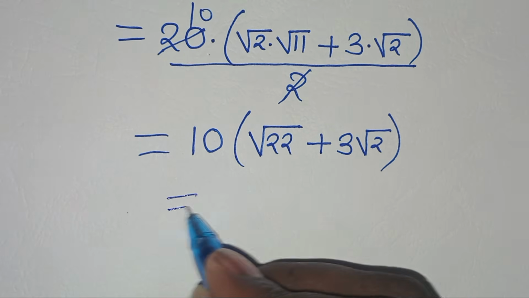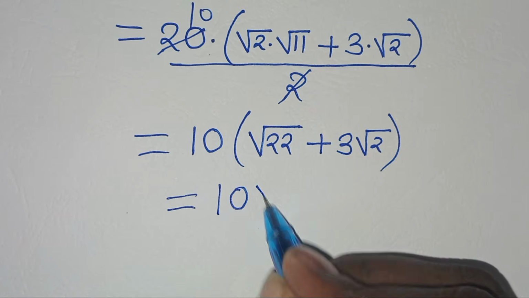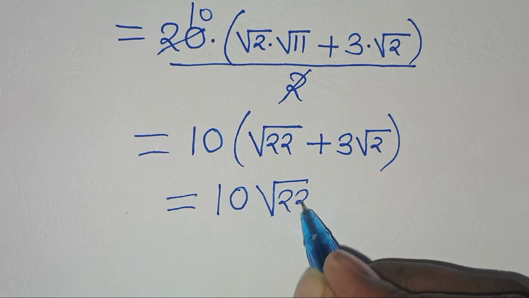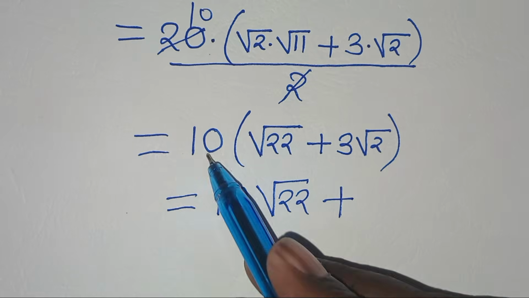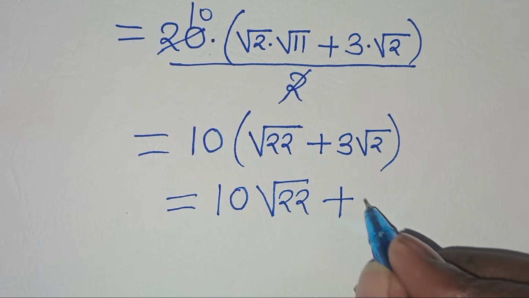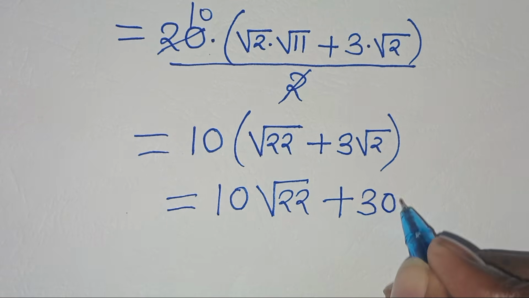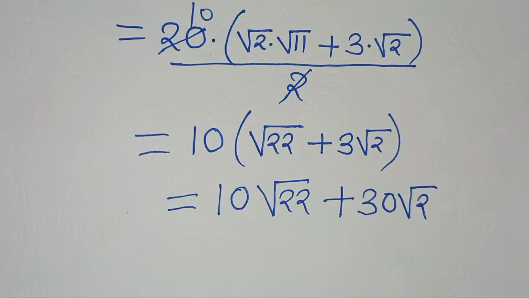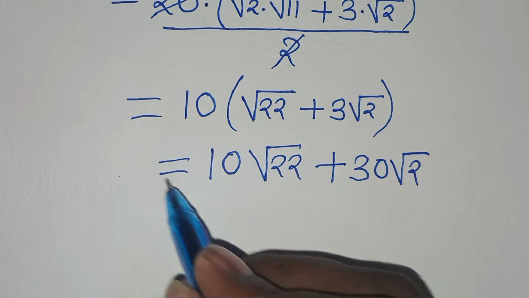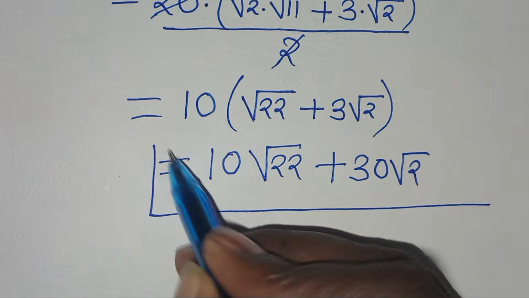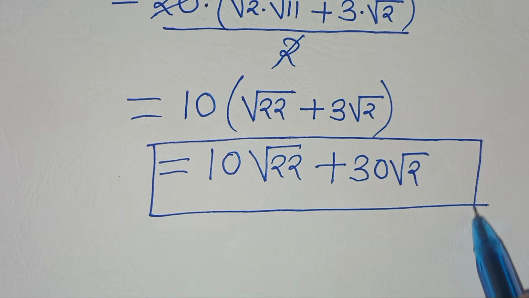So this means that here we have 10 square root of 22, then plus 10 times 3 square root of 2, this is 30 square root of 2. And this is the solution to this square root math problem.